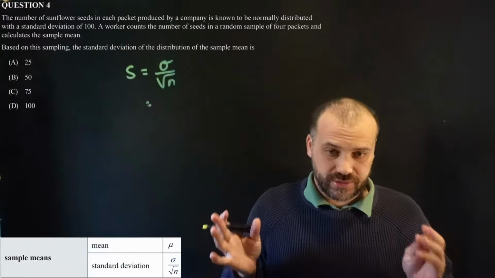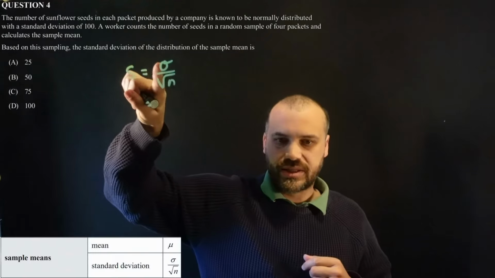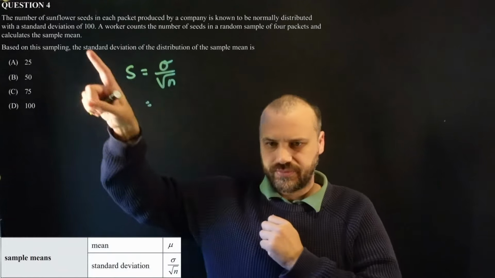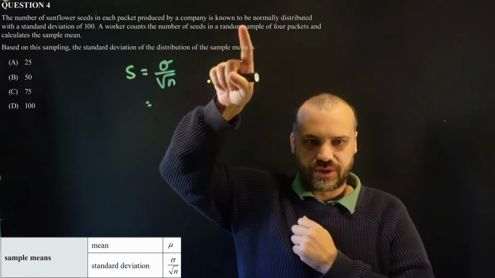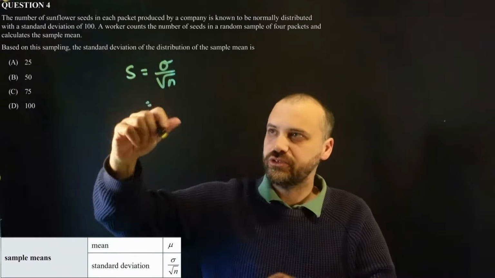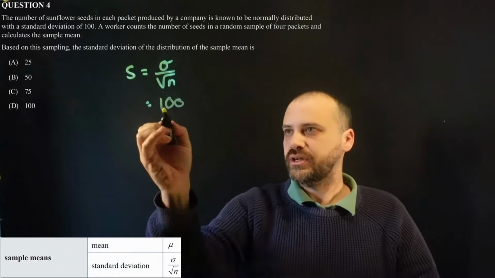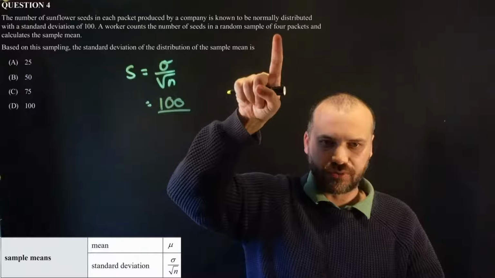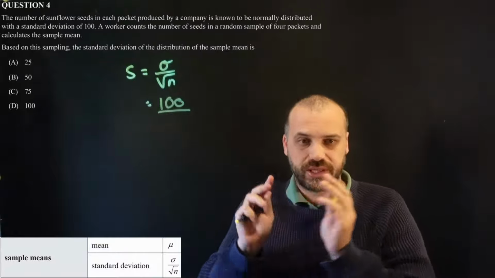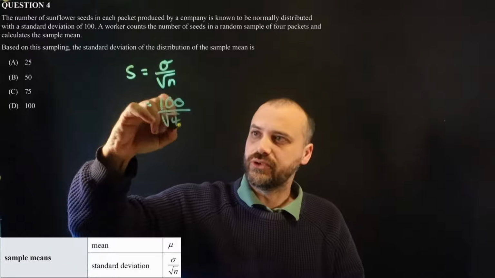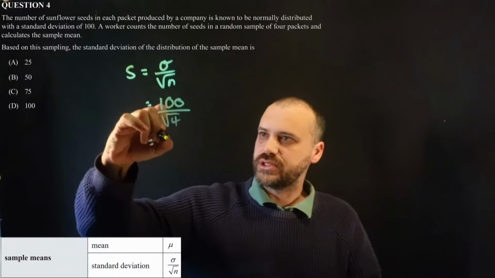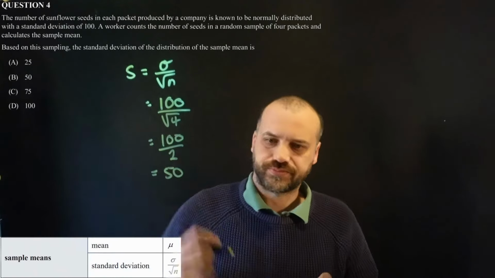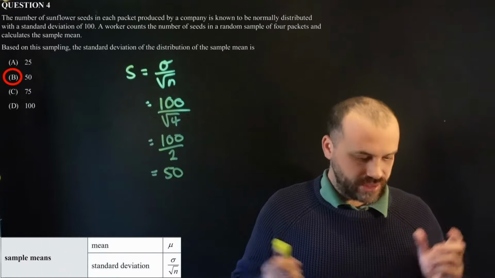And if I knew those values, that would be great. So this is the standard deviation of the population, and we have a population of packets of sunflower seeds. The number of sunflower seeds in each packet is known to be normally distributed with a standard deviation of 100. So standard deviation of 100 over, and then a worker counts the number of seeds in a random sample of 4 packets. So we're taking a very small sample here, just 4 packets. So root 4. No calculators, so it's 100 divided by 2. Square root of 4 is 2, which is 50. There's my answer. The answer's 50.